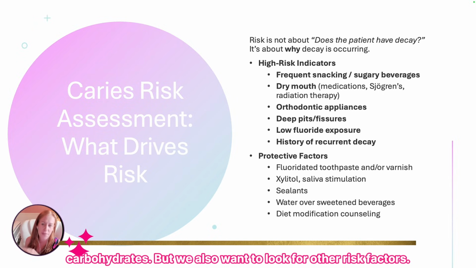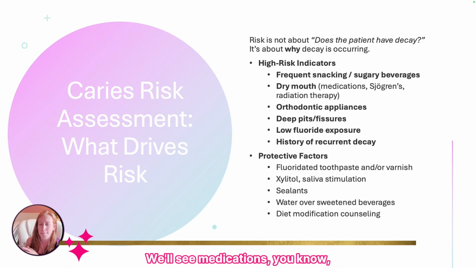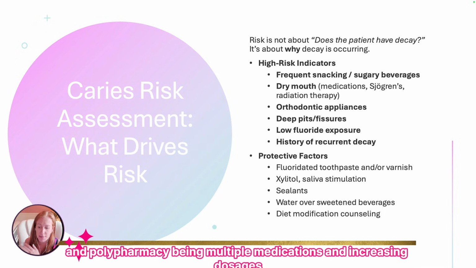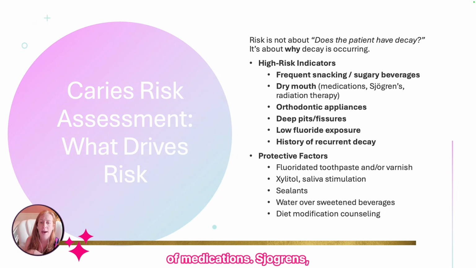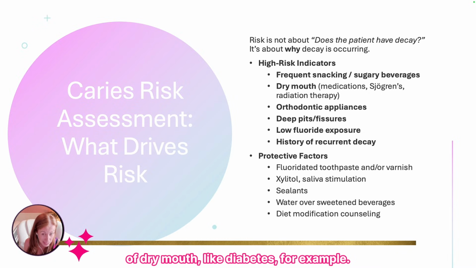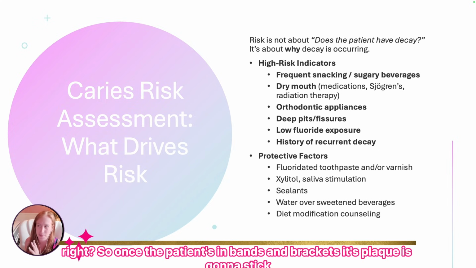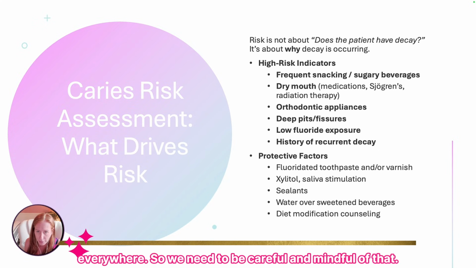But we also want to look for other risk factors. Those will be things like dry mouth, so the presence of medications, and polypharmacy being multiple medications and increasing dosages of medications. Sjogren's, radiation therapy. There are also medical conditions that will elevate the risk of dry mouth, like diabetes, for example. Plaque retentive things like orthodontic appliances, right? So once the patient's in bands and brackets, plaque is going to stick everywhere. So we need to be careful and mindful of that.